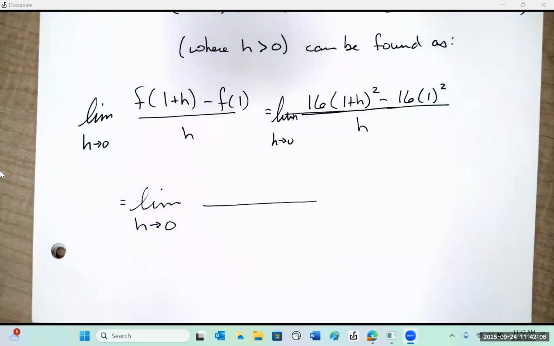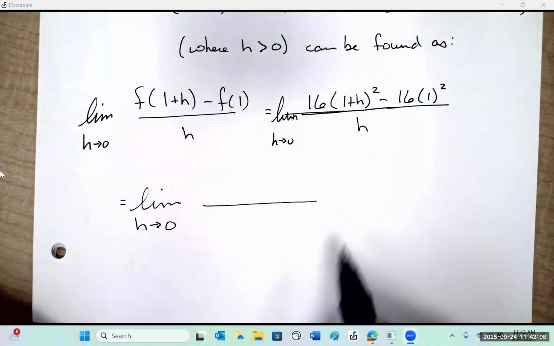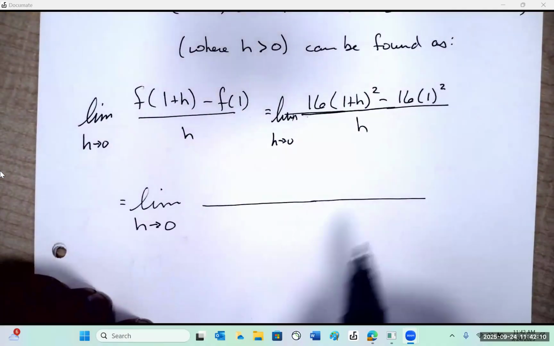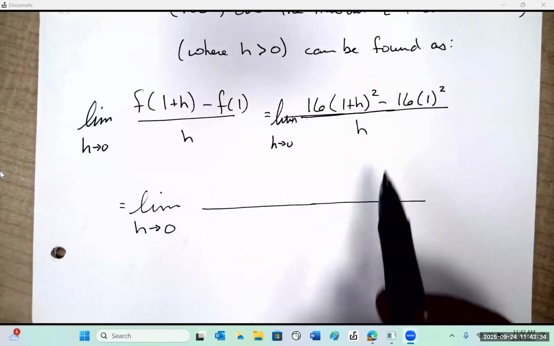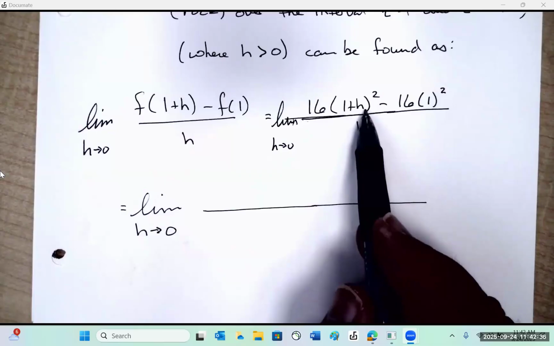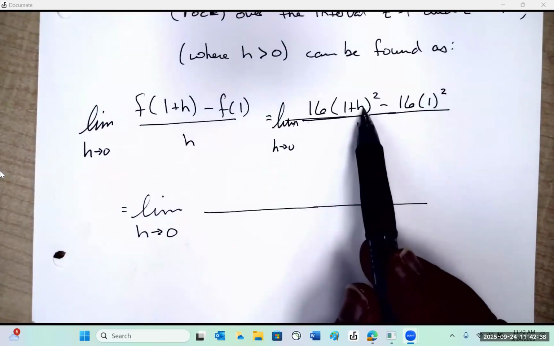What do we have to do next? If you had to solve this, what would you do next? Is it distribute? You would, but not yet. Order of operations. Can we do anything inside the parentheses? Can we add 1 plus h? No.